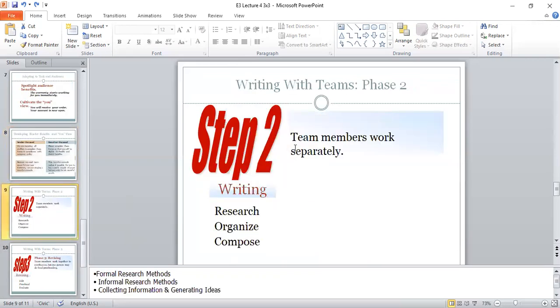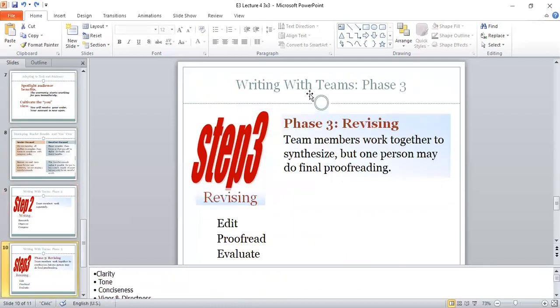Now, the next step is step number 2, writing with teams phase 2. Team members work separately. Previously, they were working together in a team. Now they will be working as separate individuals. Again, this requires research, organizing, and composing. Formal research methods, informal research methods, collecting information, and generating ideas. All the things will be included here. Move on now to number 3.